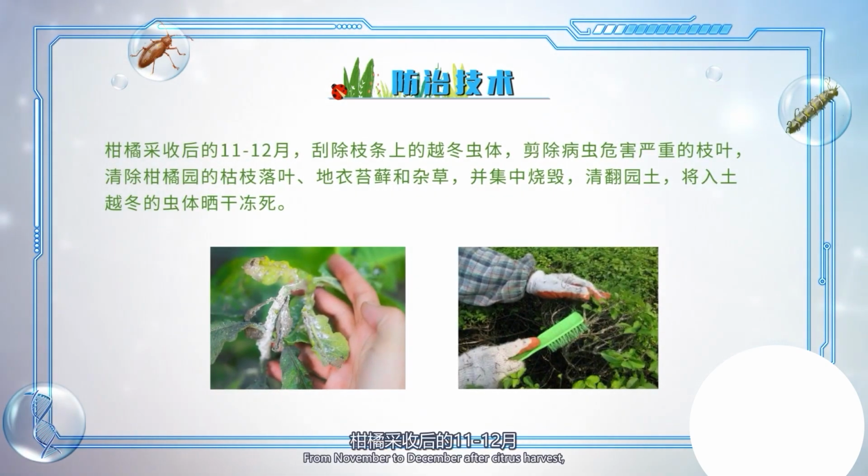From November to December, after citrus harvest, scrape off the overwintering insects on the branches. Cut off the branches and leaves seriously harmed by diseases and pests. Remove the dead branches, fallen leaves, lichen moss, and weeds in the citrus orchard. Burn them in a centralized manner, and clear the soil of the orchard to dry and freeze the overwintering insects in the soil.